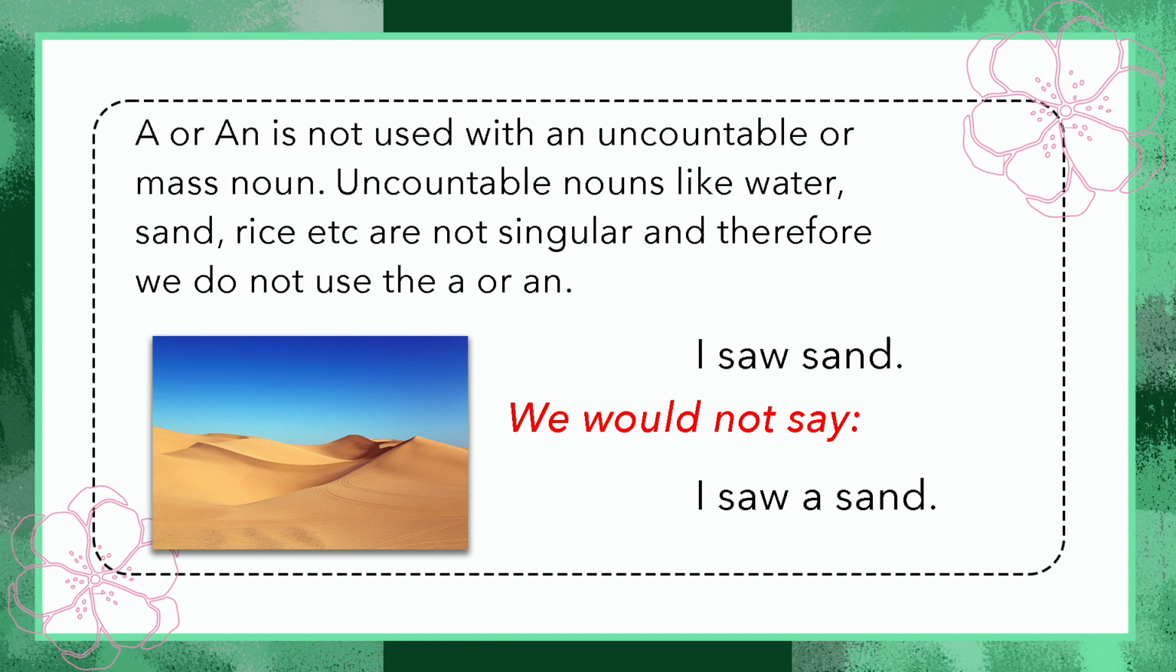A or an is not used with an uncountable or mass noun. Uncountable nouns like water, sand, rice, etc. are not singular, and therefore we do not use a or an. I saw sand. We would not say, I saw a sand.